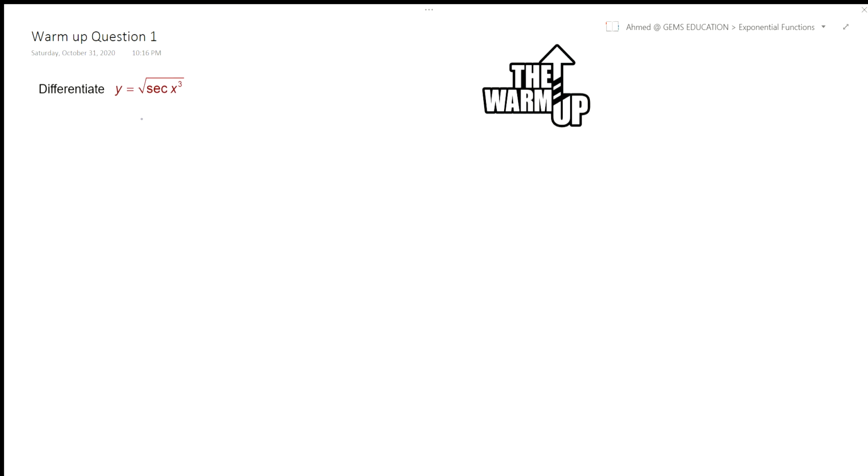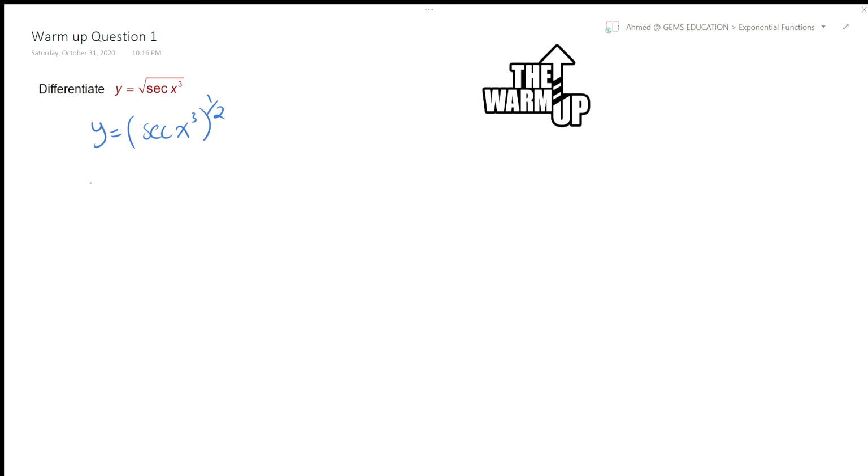And as we agreed before, the first thing we do is we change this square root to a power of half. So this is me rewriting the function. Just now, y is equal, instead of the root, I put a bracket with the power of half. That's just rewriting the function.